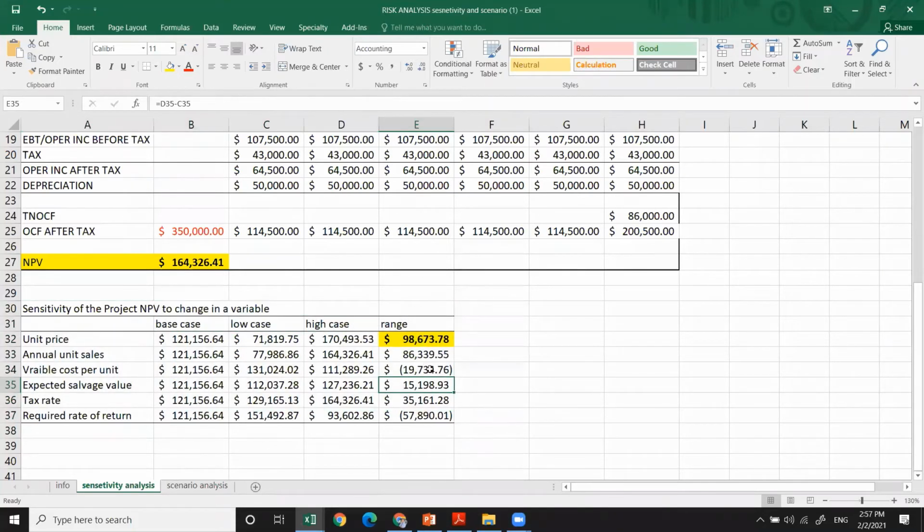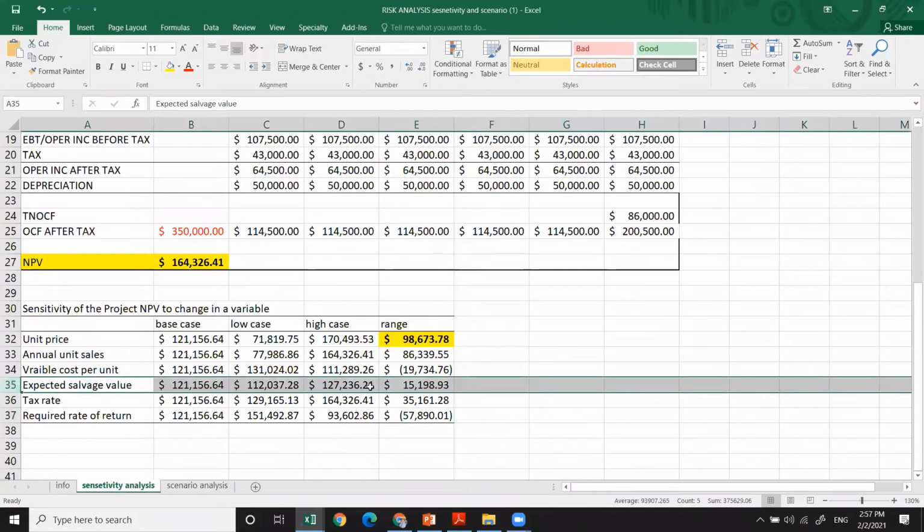So who could tell me, if this yellow dashed variable is the most sensitive, which is the least sensitive variable? Required rate of return. Be careful. It's 58, almost 58,000. Do not only look at the negative. Expected salvage value.